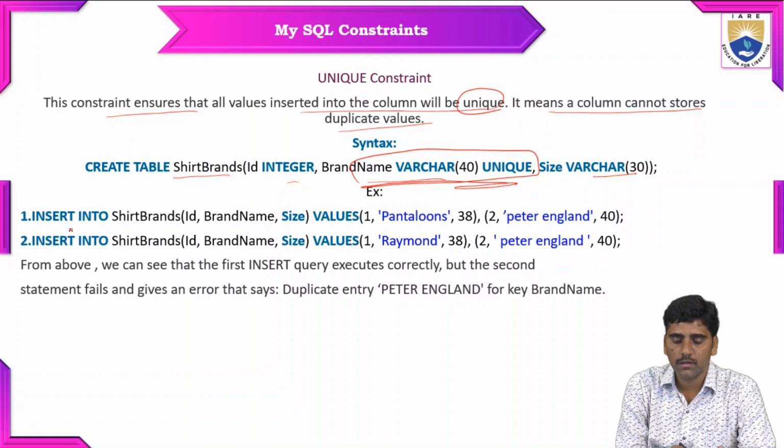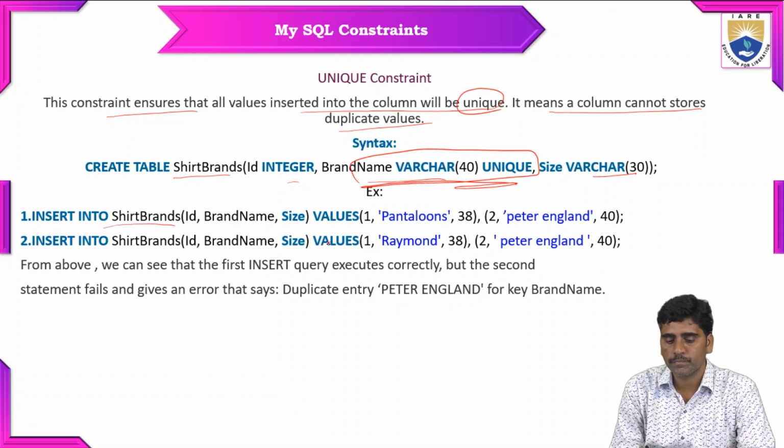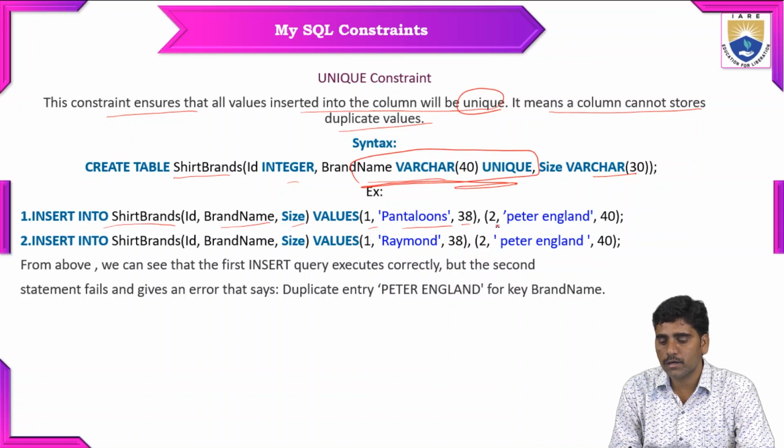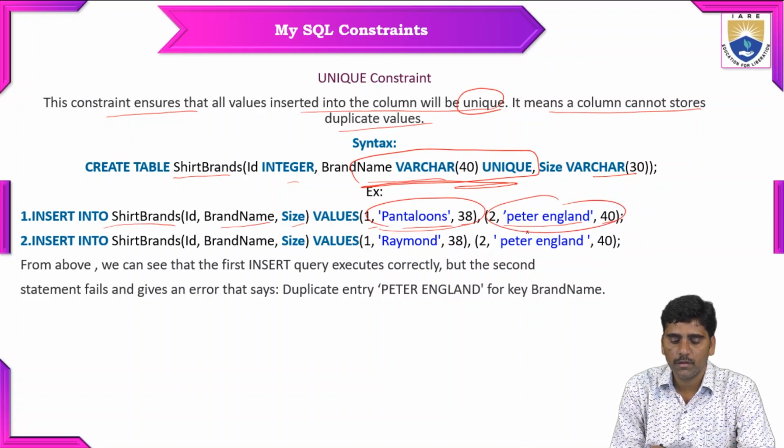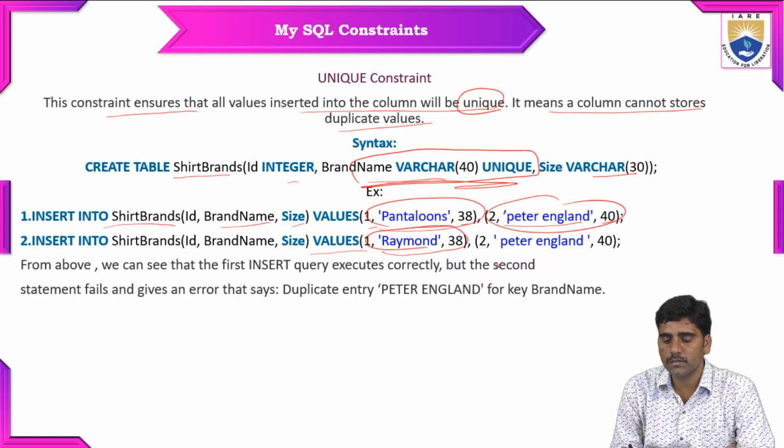So let us see here. Insert into shirt brands ID, brand name, size, values of 1, Pantaloons, 38. And the second one, Peter England, 40. So these are the values we are inserting the first time. But the second time, the values are 1, Raymond, 38. And the second, Peter England, 40.